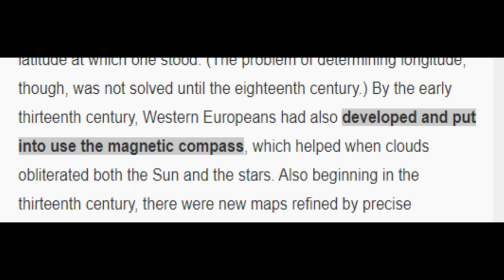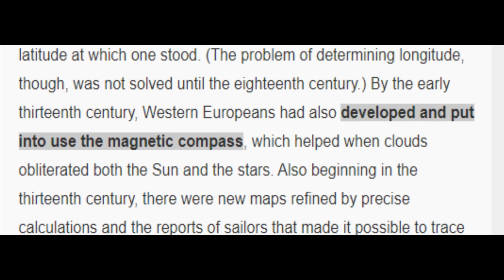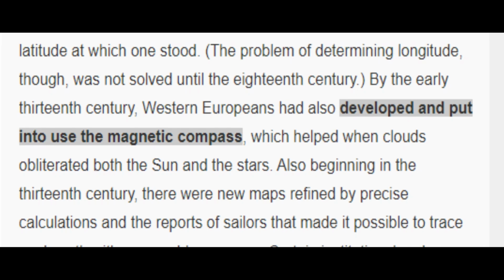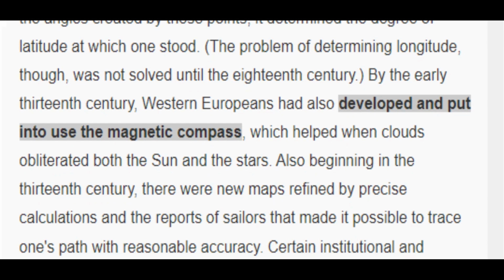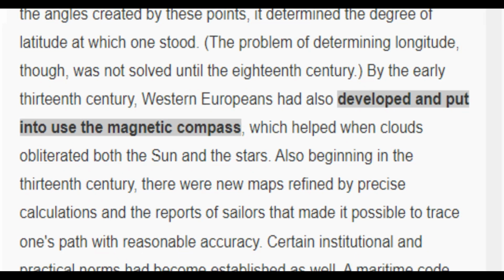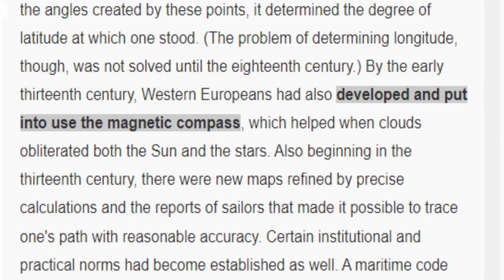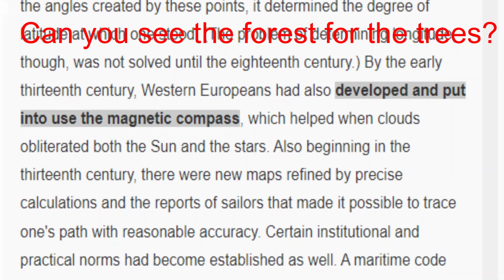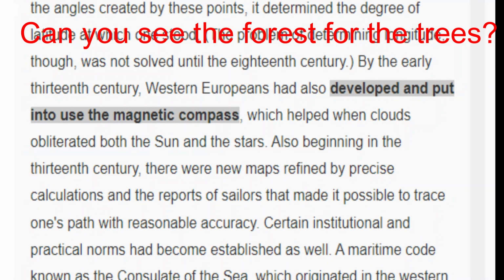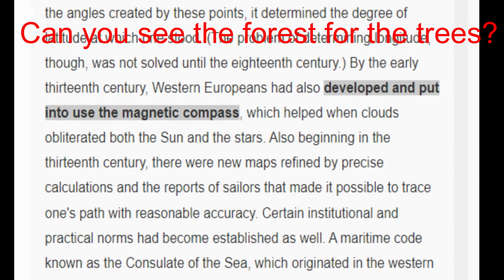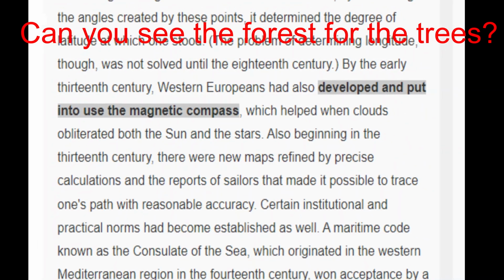The key is learning how to zoom out and see the big picture organization of the paragraph instead of getting lost in the individual trees, words. Rhetorical purpose questions are really asking, can you see the forest for the trees? They want you to understand the overall blueprint and flow of the author's argument.